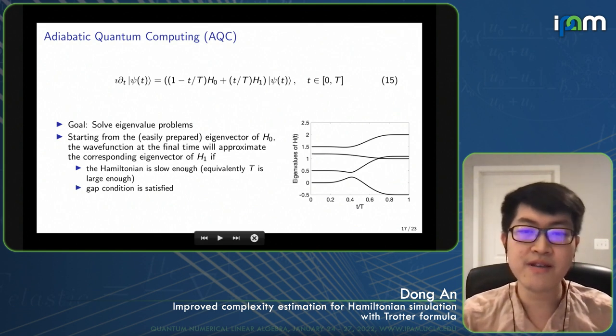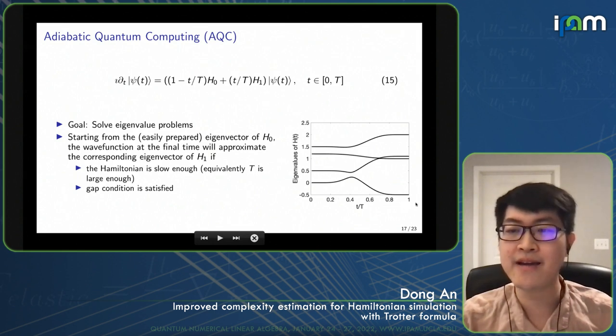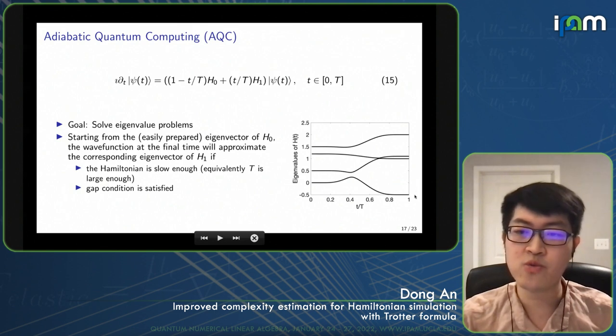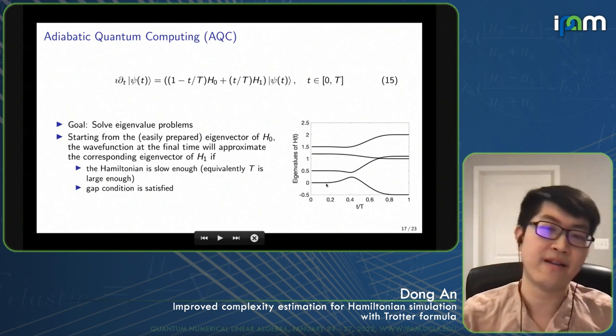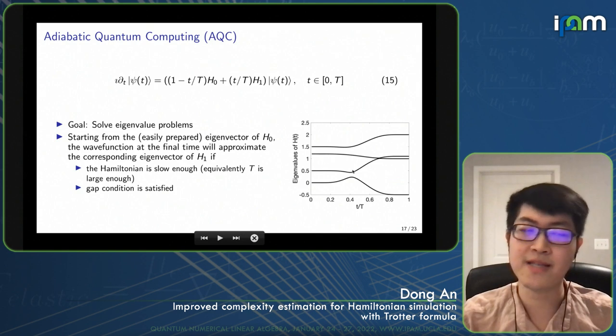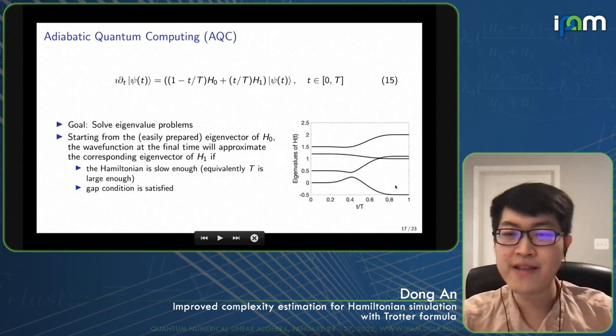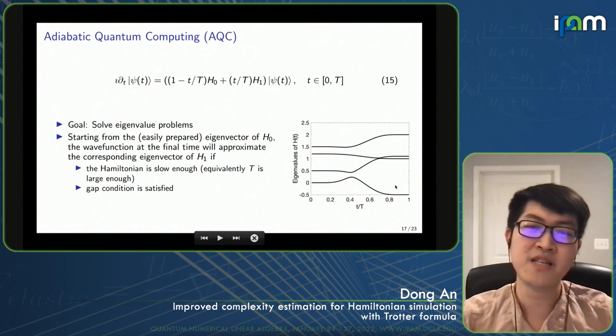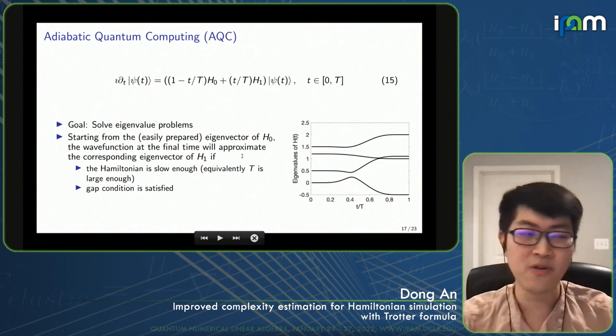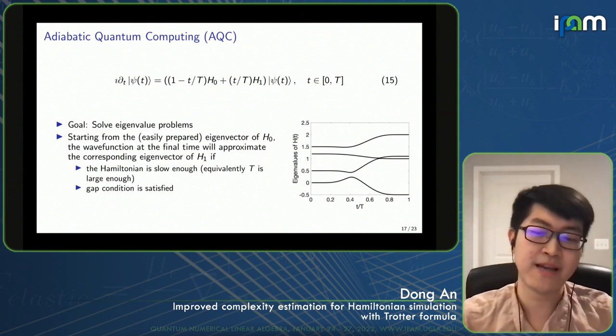Under this gap condition, if we start with the eigenvector corresponding to, for example, the zero eigenvalue of H0, and then solve the Schrödinger equation, we will end up with the eigenvector corresponding to H1 with the smallest eigenvalue. We will largely follow the lowest eigenpath. I just mentioned that the final solution is an approximation of the eigenvector of H1. So how good can this approximation be?